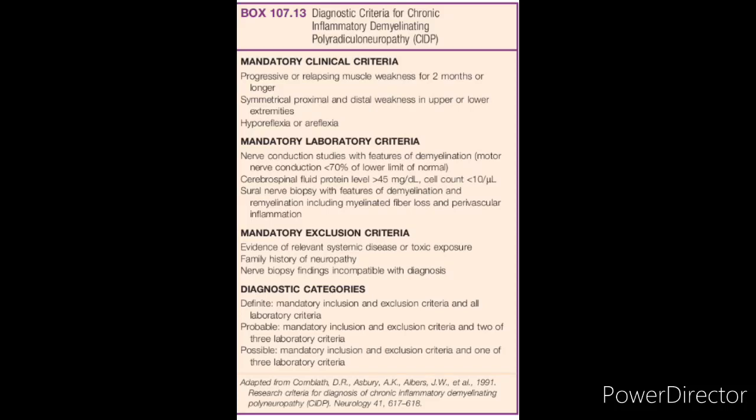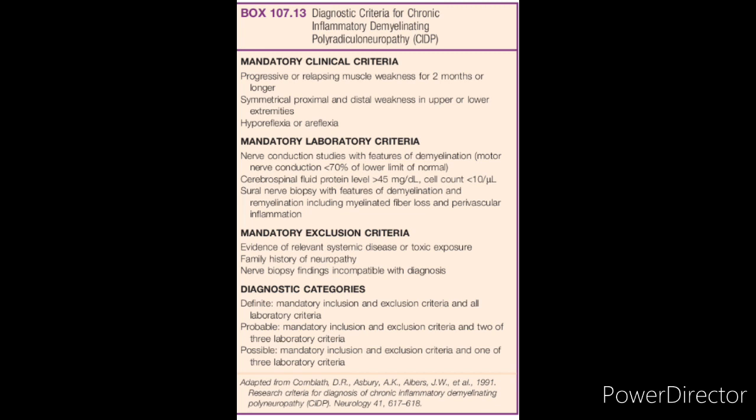We will learn the diagnostic criteria for chronic inflammatory demyelinating polyradiculoneuropathy, that is CIDP. In books we learn only about AIDP, but today we will learn about the diagnostic criteria for CIDP.